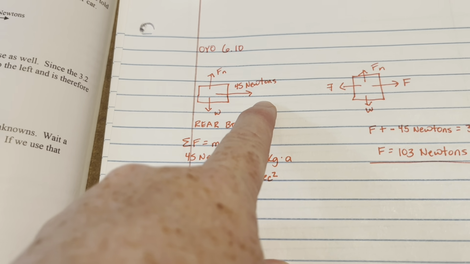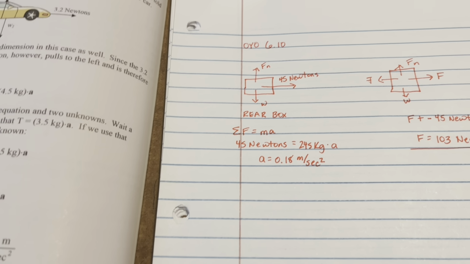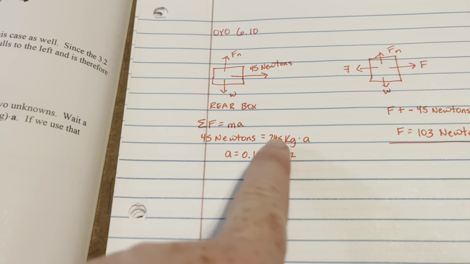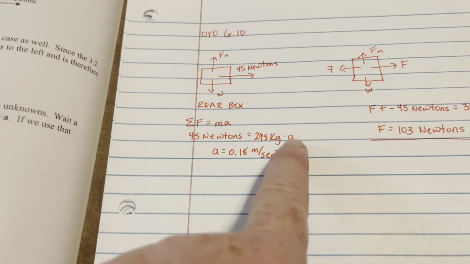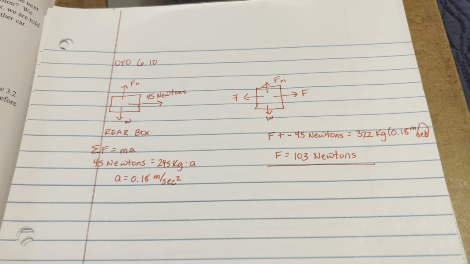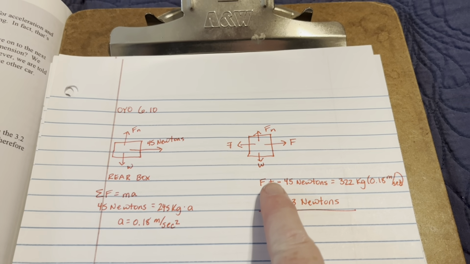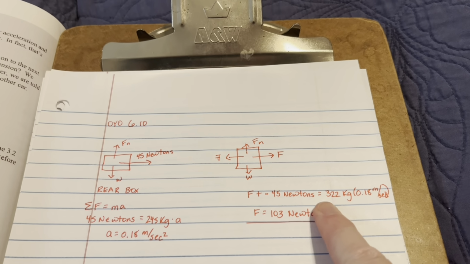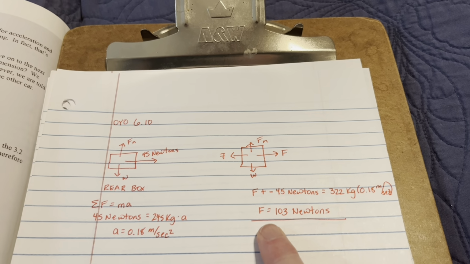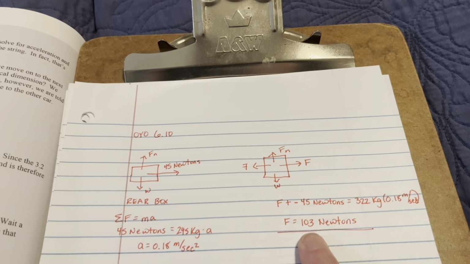Okay, so the sum of the forces is going to equal mass times the acceleration. So I know that 45 newtons is going to equal the mass. They tell you the mass, and we're looking for acceleration. So I can solve for acceleration. All right, then I can look at the front box. Okay, so if this is 45 newtons, we know that this is going to be negative 45 newtons. So I'm going to get my force plus negative 45 newtons, and it's going to equal the mass of the box times the acceleration, which we just figured out. So the maximum force that the girl is going to be able to pull with is going to be 103 newtons.